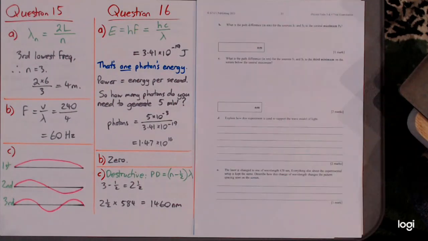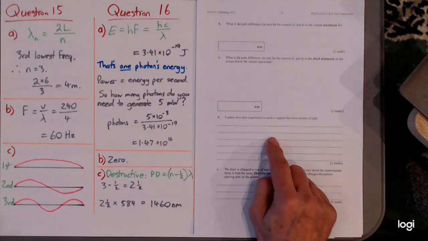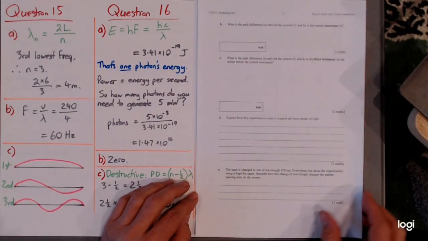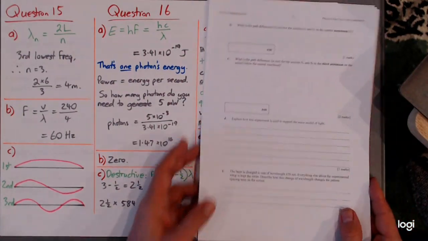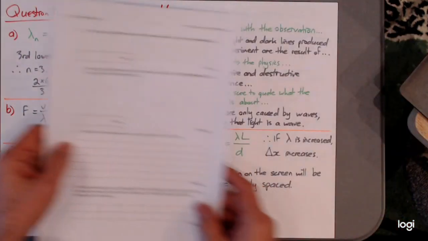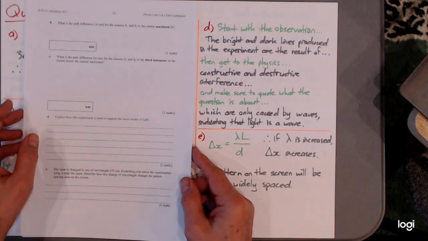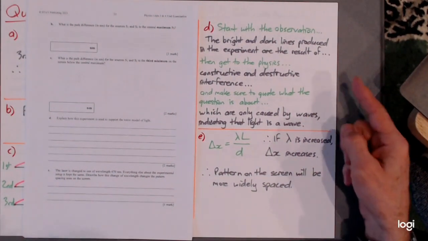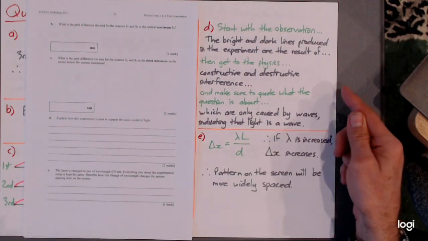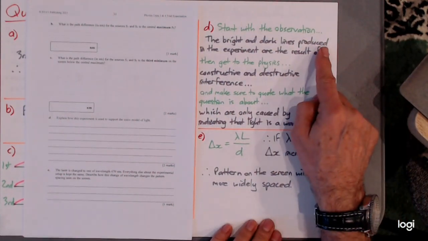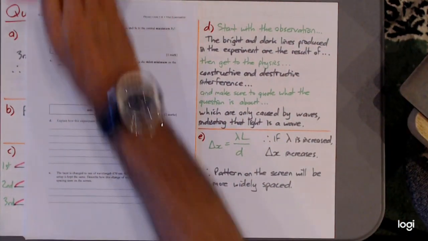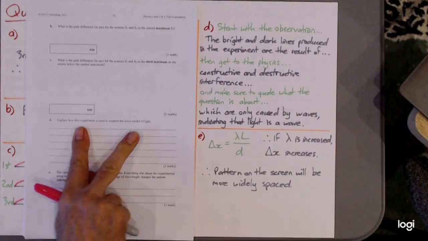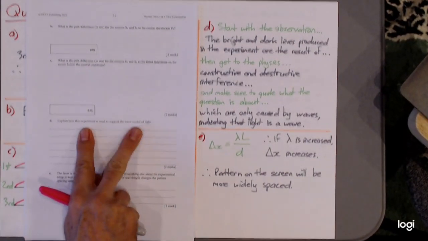And now it's D. Explain how this experiment is used to support the wave model of light. All right. We've seen enough of these questions before. Here's a pretty decent way to start. What I would write is in grey and my instructions for you are in green. So start at the observation. There, you're linking the experiment and the wave model of light. So start there and get to there.